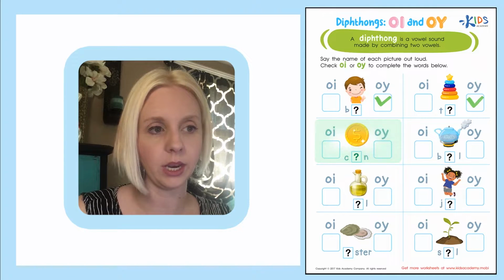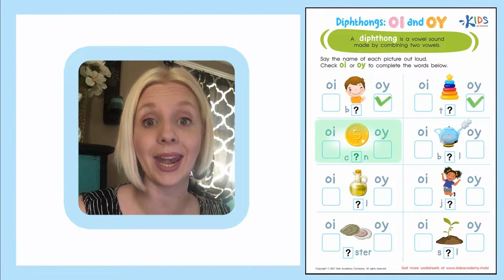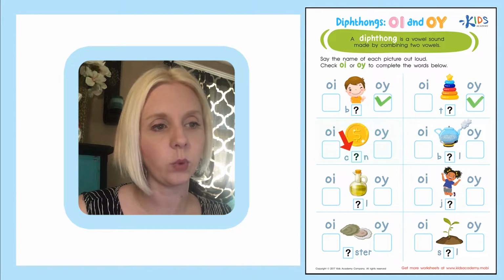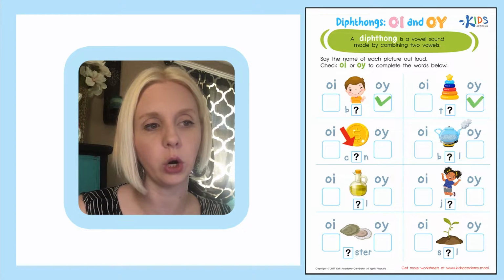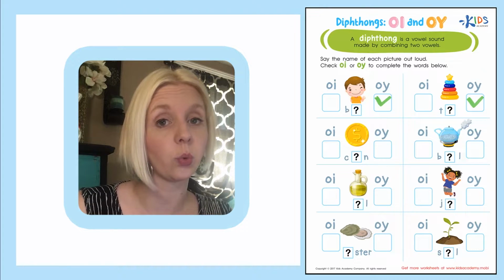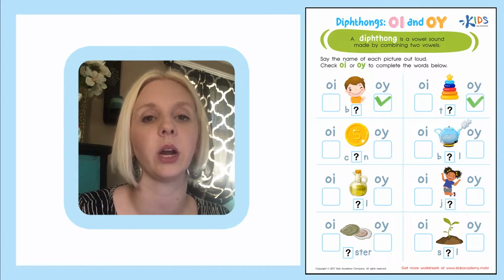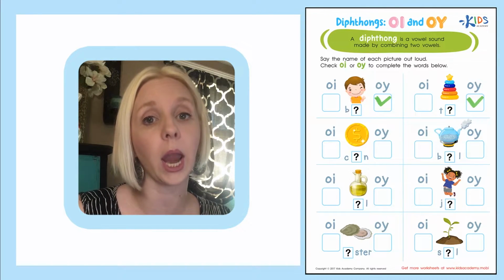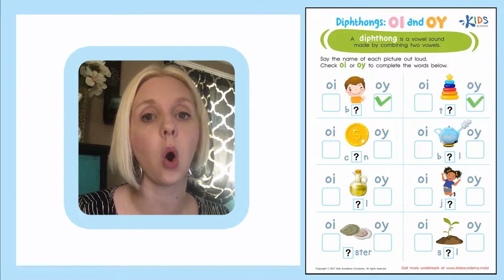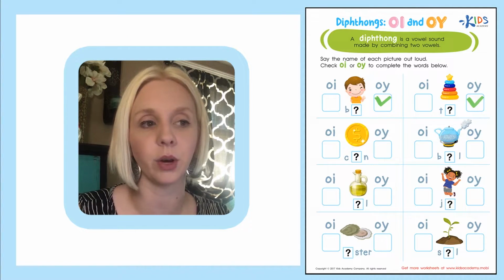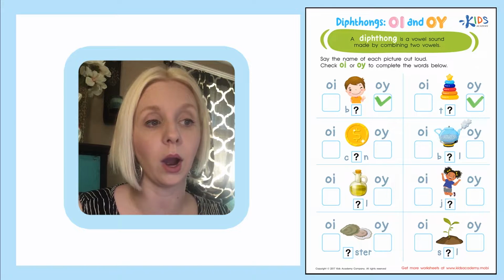The next one is a coin, and we can kind of see here where it goes in the word. It looks like it's going to be in the middle, but I want you to listen to the word too. Where do you hear the oi sound? K-oi-n. It's at the middle, so it's going to be oi this time, okay?